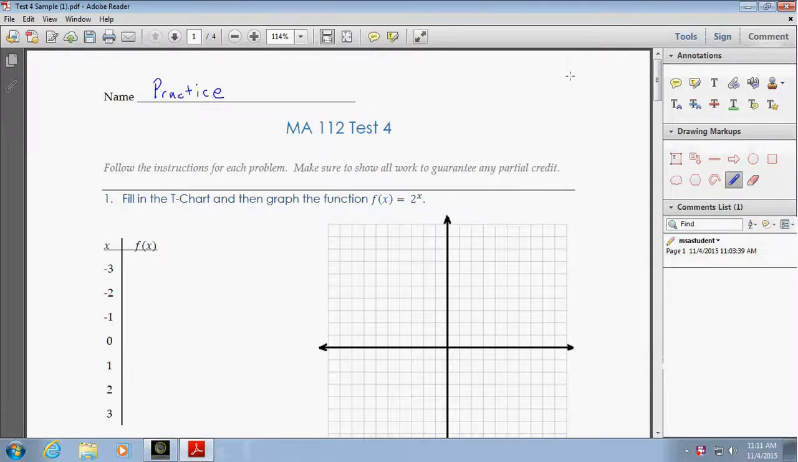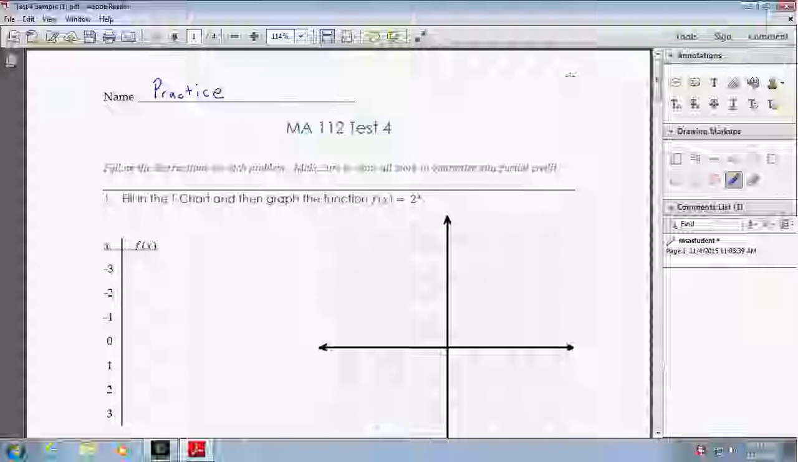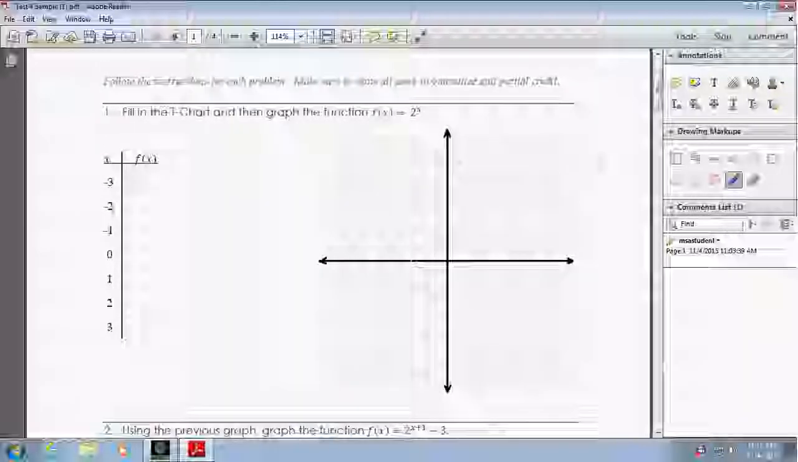So we're going to work on test four practice. Number one, fill in the t-chart and then graph the function f of x equals 2 to the x power. So this is an exponential. I've given you a t-chart with values. I want you to find those values and then plot those points. Give me the graph. Okay?